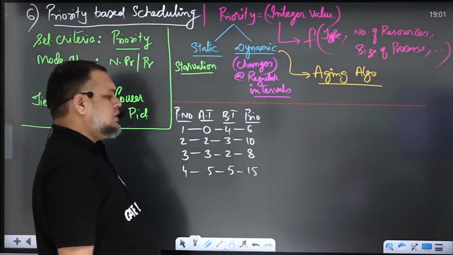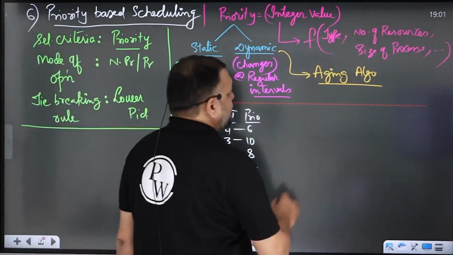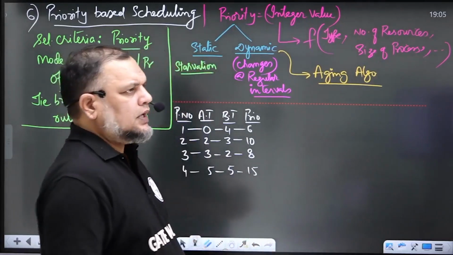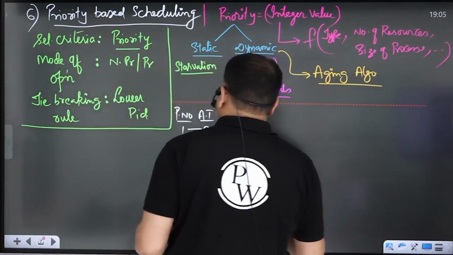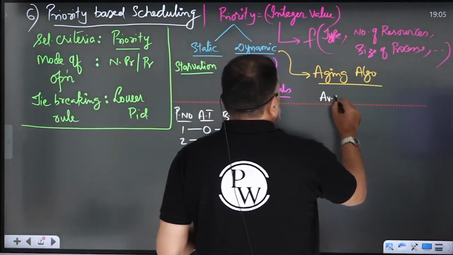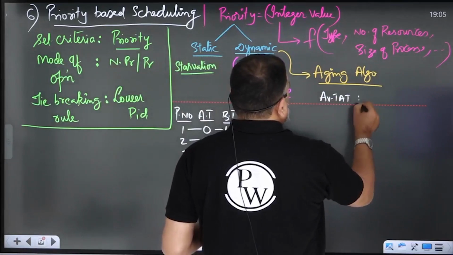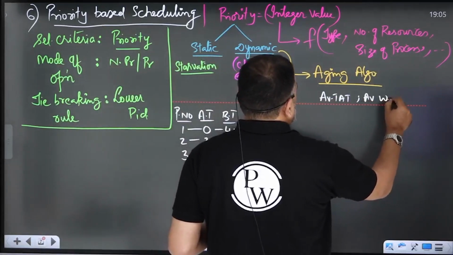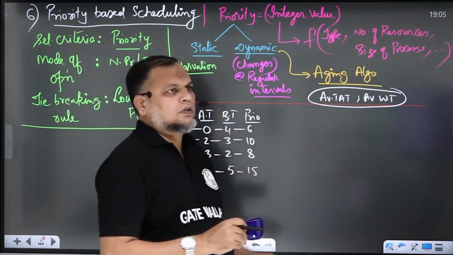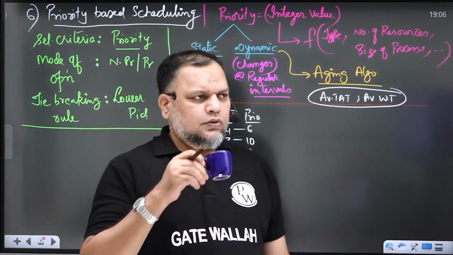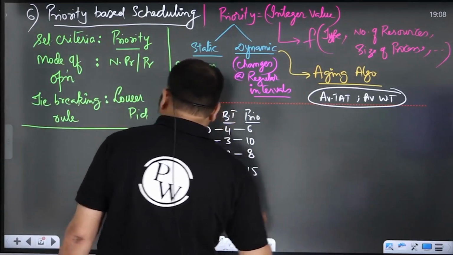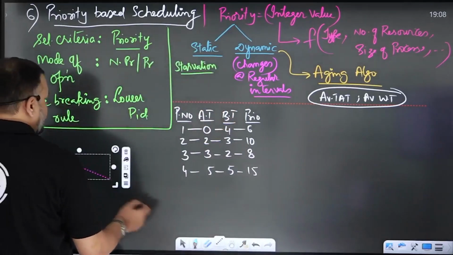With that convention, you prepare the Gantt chart for both. After drawing the Gantt chart, I want you to tell what is the average turnaround time and average waiting time. This you have to tell for both preemptive and non-preemptive scheduling. I am doing it here for non-preemptive first. Have a look, please. I am drawing the Gantt chart first for non-preemptive.